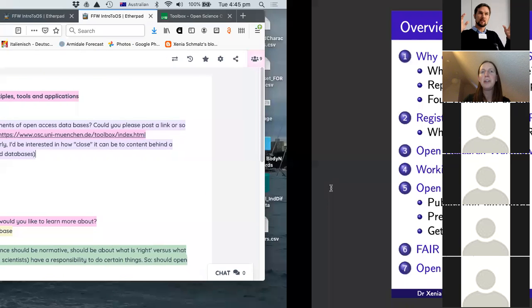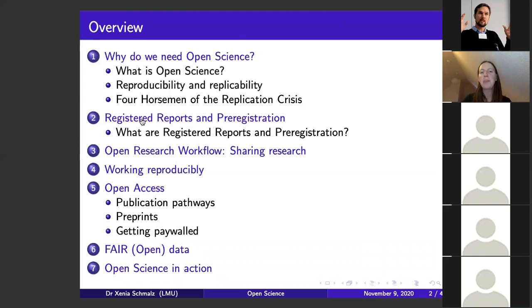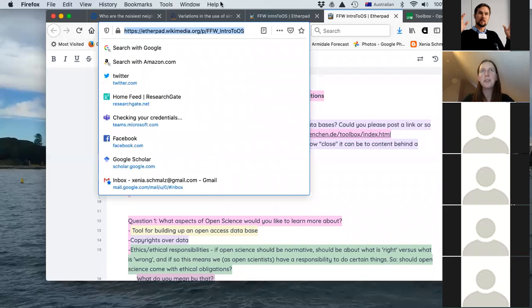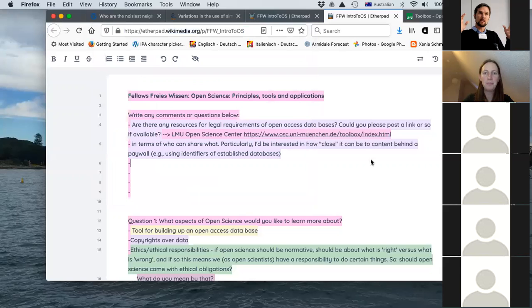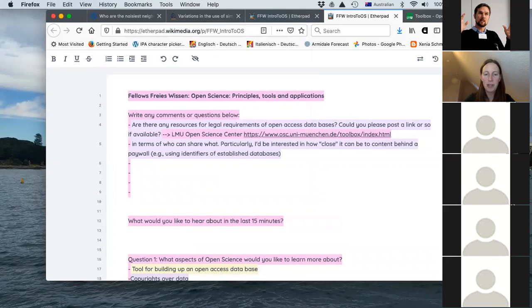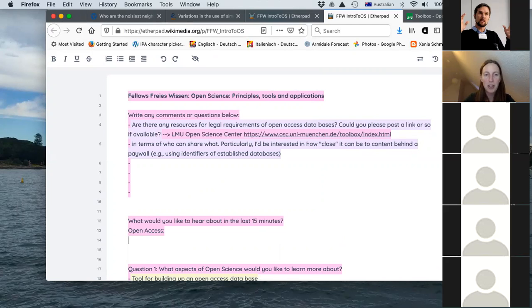Good, so yes. Are there any other questions or comments? So maybe in the Etherpad, I will just post the link in the chat again. People can just quickly indicate if they would prefer to hear about, I will write that as a question, what would you like to hear about in the last 15 minutes? If you would like to hear about open access, please write an X after open access, and if you would like to hear about registered reports, please write an X after registered reports.